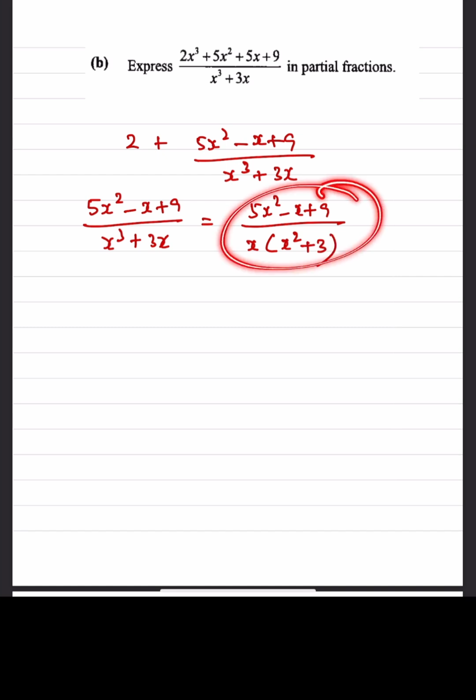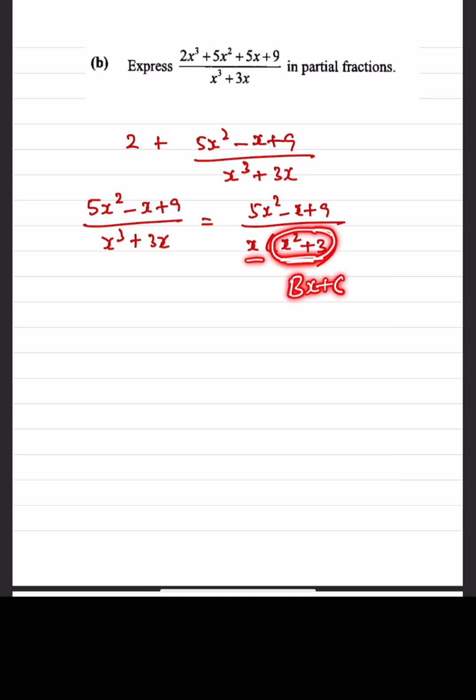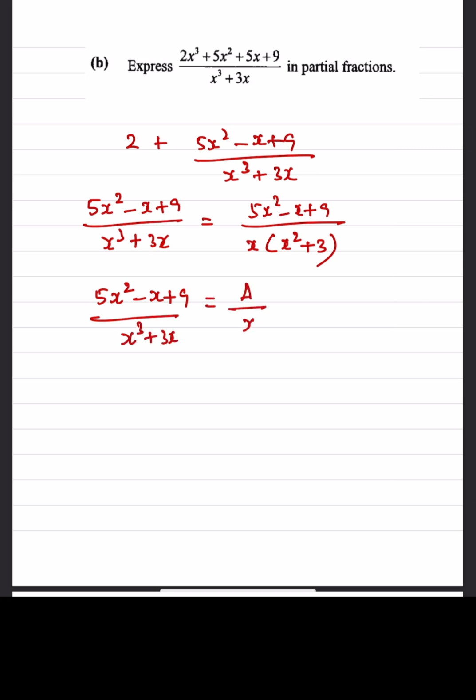Now we will take this and make it a partial fraction by introducing the constants a, b and c. We have two terms here, but this is in quadratic form, which we cannot divide further. So we are going to use bx plus c for this quadratic form, and for this x we are going to use the constant a. So on the left hand side, 5x squared minus x plus 9 divided by x cubed plus 3x is equal to a divided by x, plus, for the quadratic term, bx plus c divided by x squared plus 3.